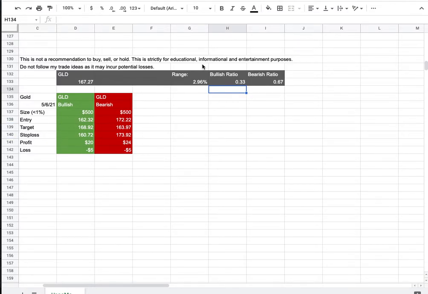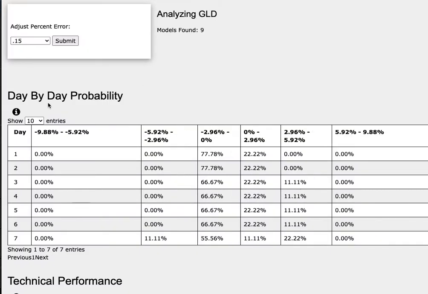So how did I develop these trade ideas? It all comes from the day-by-day probability model, which is available in the link below, so do check it out. As we progress to the 5th day or week of trading, gold futures has a 22% chance to climb between 0 to 3%, 11% chance to climb between 3 to 6%, and to the downside it has a 67% chance to fall between 0 to negative 3%.